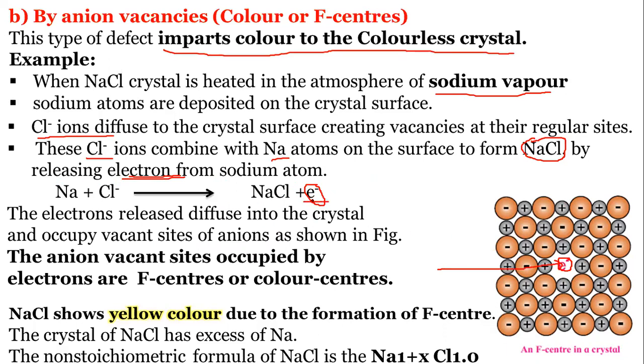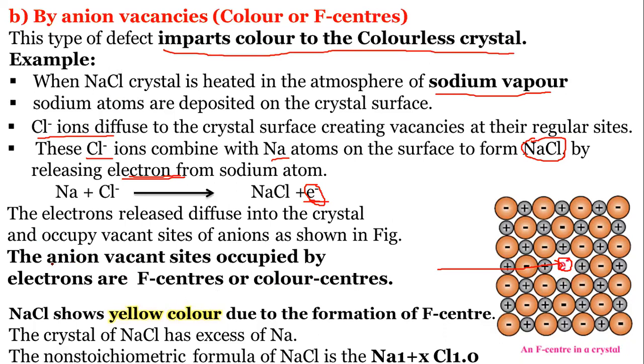This is the released electron. It will occupy the vacant site created by the Cl- ions. This vacancy is created by the Cl- ions. So this extra electron will occupy the vacancy created by the Cl- ions, and due to this electron, what will happen? See, this anion vacancy is created by the anions.